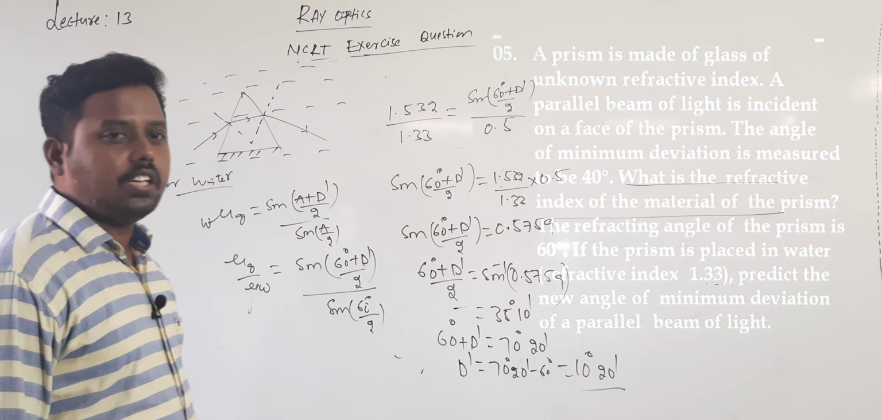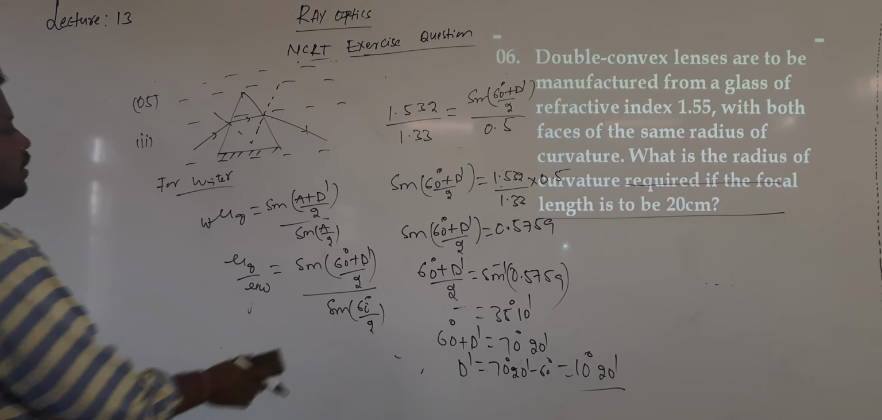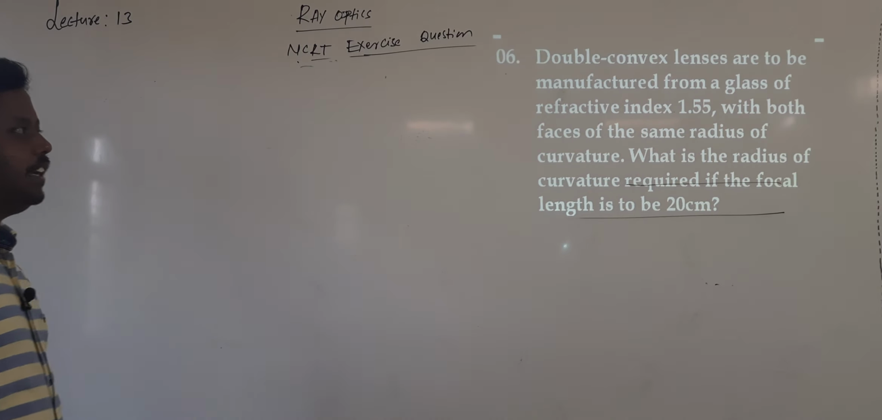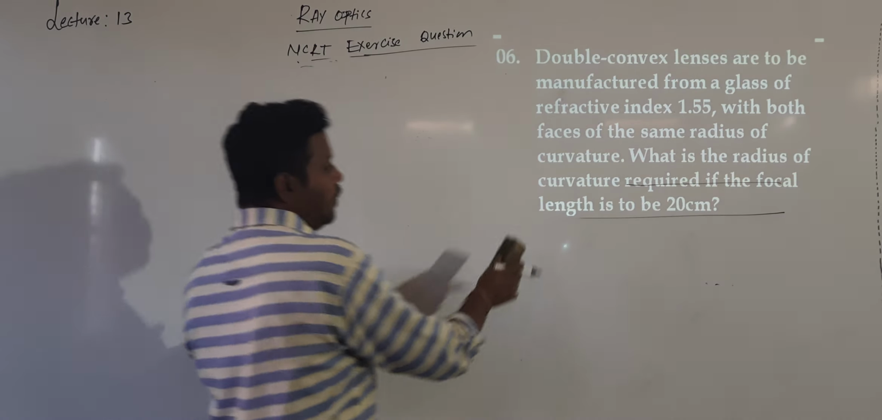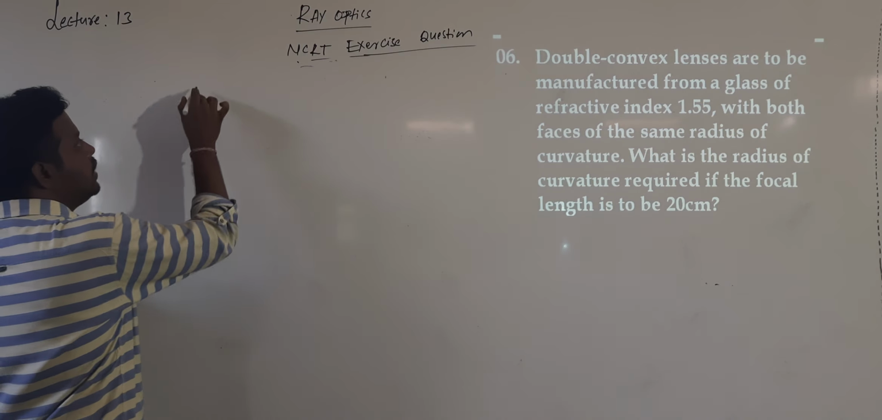So this is question number 5. Understood? Next one. The next question is based on lenses. The question given is: a double convex lens is manufactured from glass of refractive index 1.55, when both faces have the same radius of curvature. What is the radius of curvature required if the focal length is to be 20 centimeters?